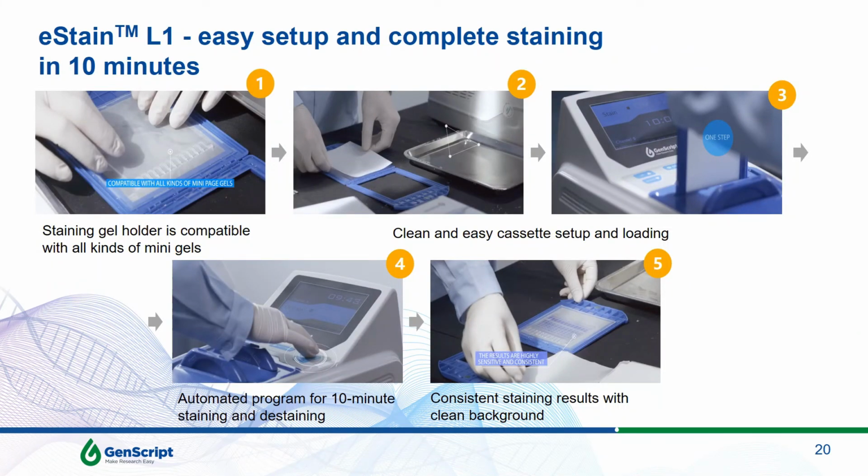This is a brief showcase of how easy to use and clean the eStain setup is. The first step is to place a gel on the eStain gel holder, which is compatible with all kinds of mini gels. Second, cover the gel with a clean and wet filter paper provided in the pre-made package and insert the gel holder into the chamber. And then start the automated program for 10 minutes of staining and destaining. After 10 minutes, take out the gel holder and check results. This entire process doesn't involve any hands-on touch with the staining solution and makes sure your lab environment is clean, and all of this can be completed in 10 minutes.